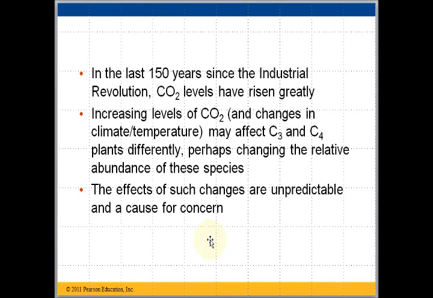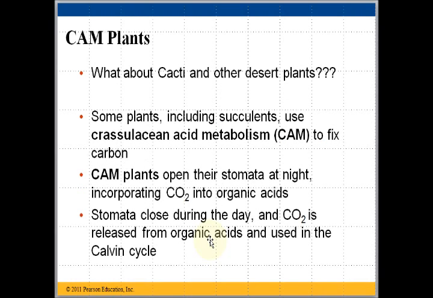The last thing for us to take a look at is a very interesting adaptation by some plants. These are desert plants like succulents and cactus. Because they live in an environment that is almost strictly hot, dry, arid, they would be very prone to losing water if they had their stomata open for any length of time. Well, these plants are called CAM plants, C-A-M, and they've got a pretty cool adaptation as well.